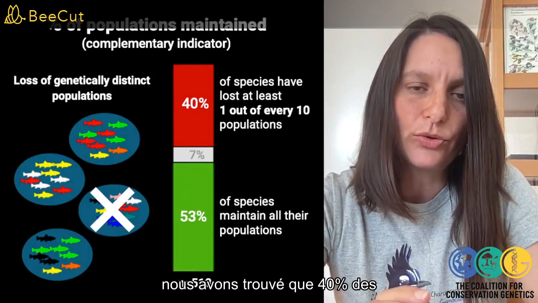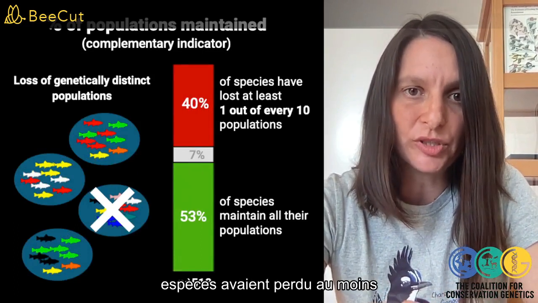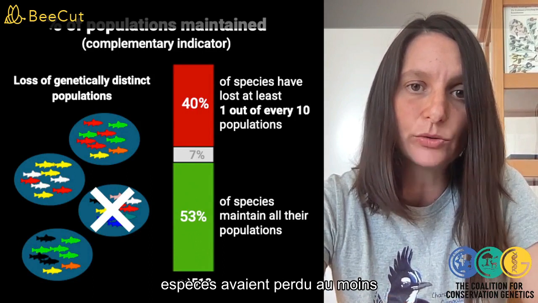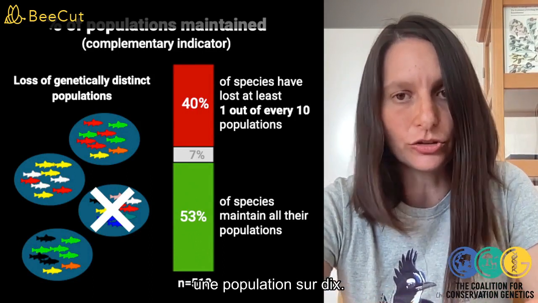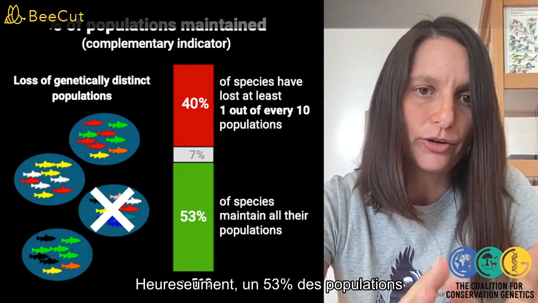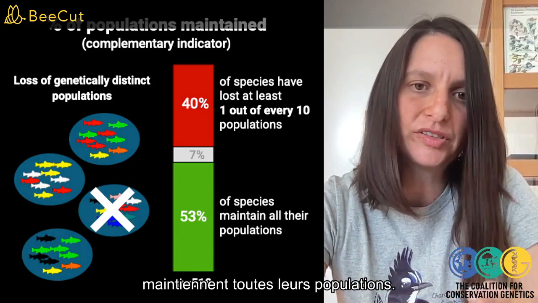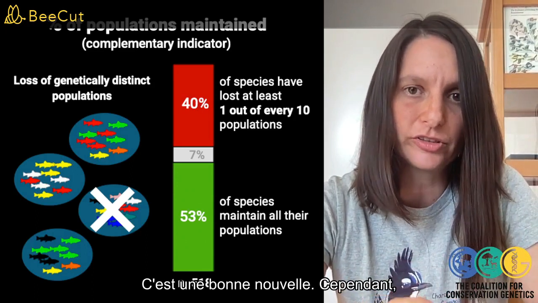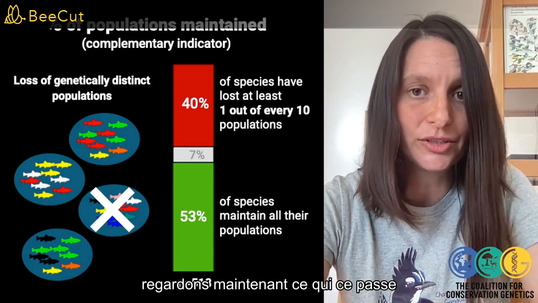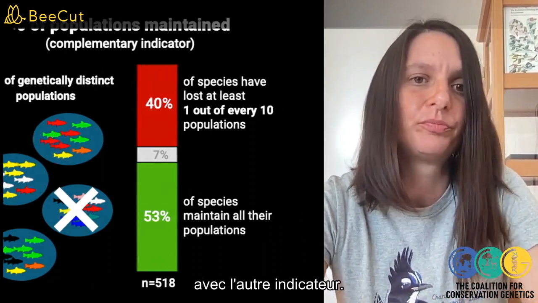In this indicator, we found that 40% of species have lost at least 1 out of every 10 of their populations. Fortunately, the other 50-something% of species maintain all their populations. This is good news. However, let's see what happens with the other indicator.